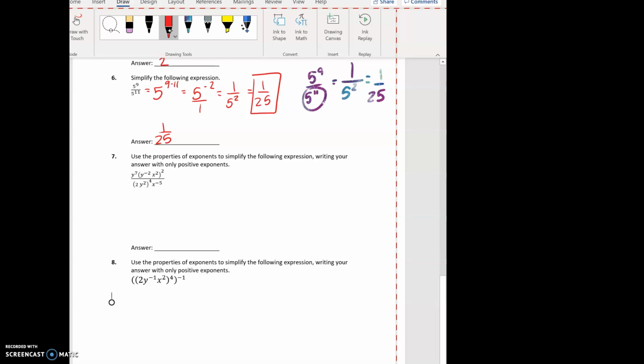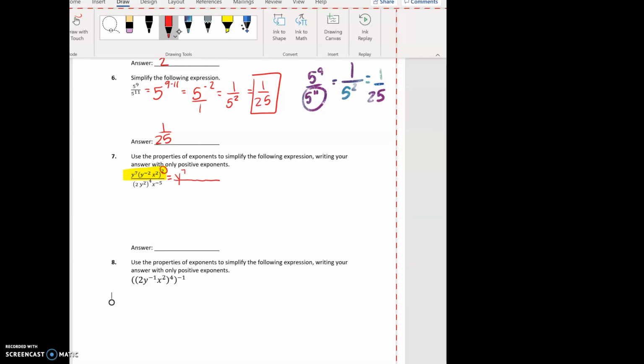Okay, so use the property of exponents to simplify the following expression. Write your answer with only positive exponents. Okay, so I'm just going to take this one step at a time, and I'm going to look at my numerator first, and then I'll go back and worry about my denominator. So in the numerator, I've got y to the 7th.